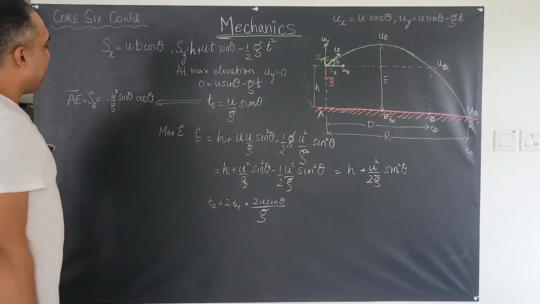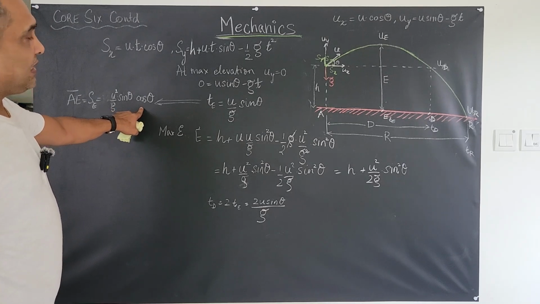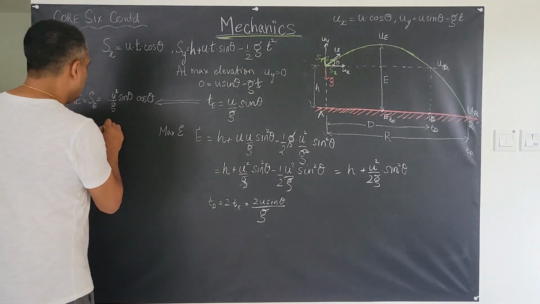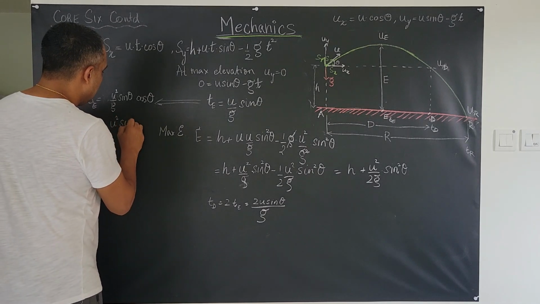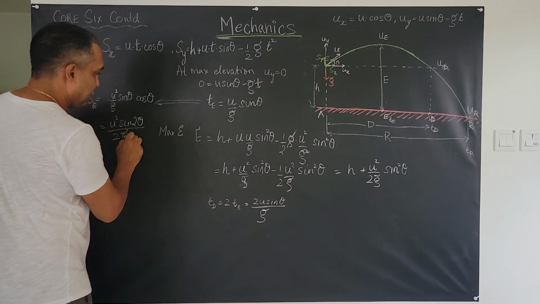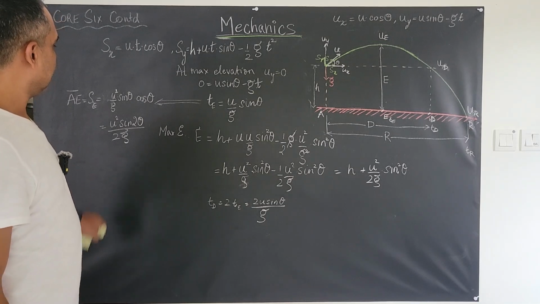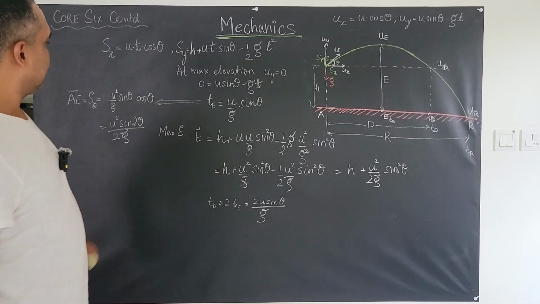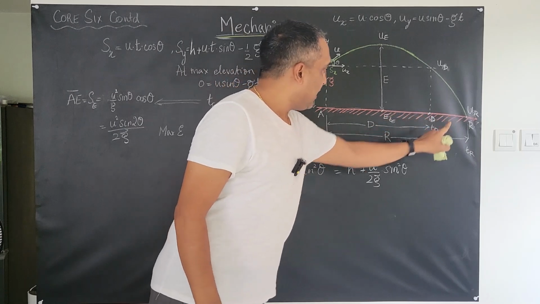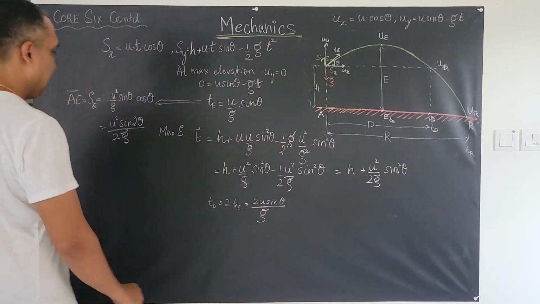You can possibly also modify this because sine theta times cosine theta is nothing but sine 2 theta by 2. So I could write this as U squared sine 2 theta by 2. That is a possibility. Anyway, so we know this distance, that time. Can we now use this value of time to calculate AD, total distance D?